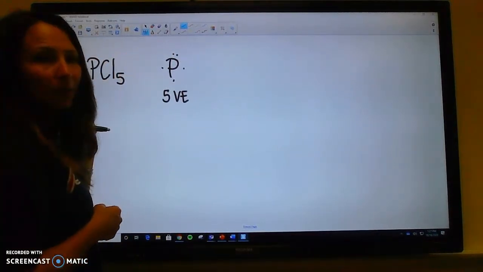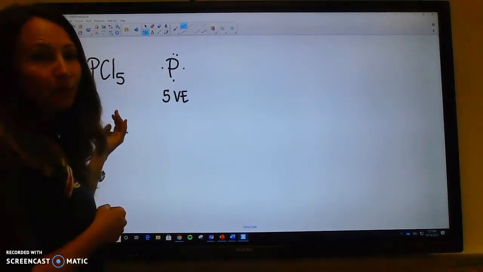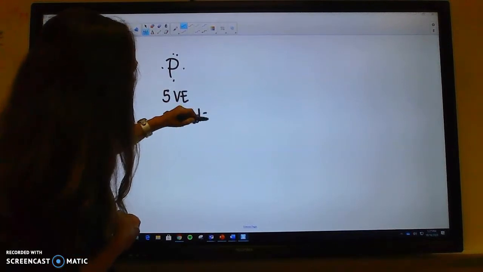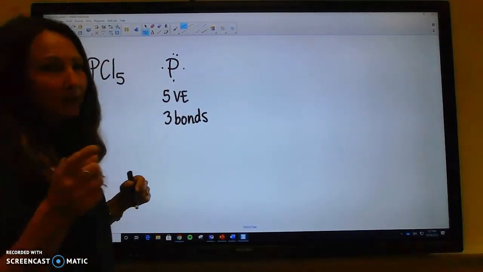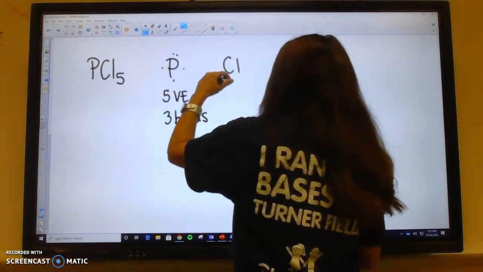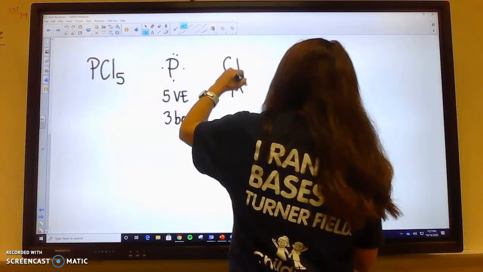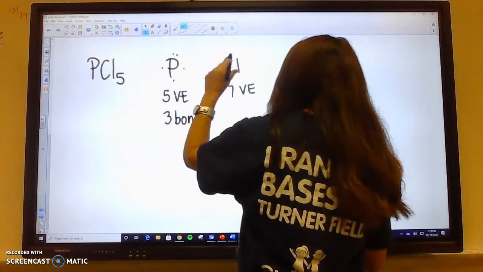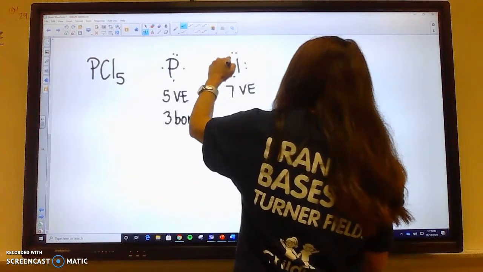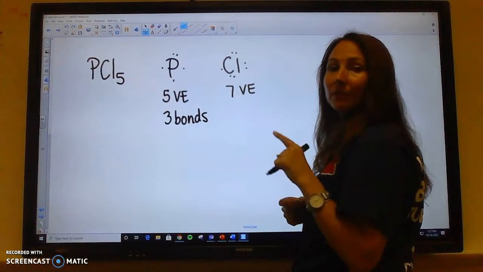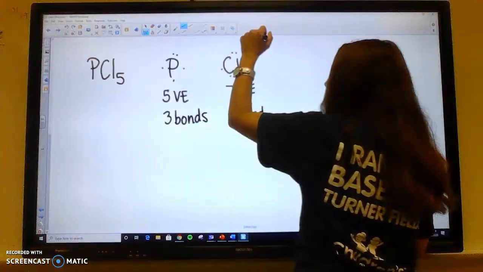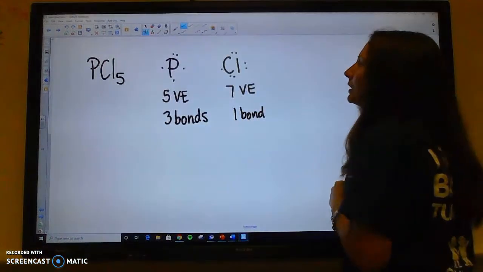How many bonds can it form? Well, it's got 3 single dots, so it can make 3 bonds. Chlorine, Cl, has 7 valence electrons: 5, 6, 7. Chlorine can make how many bonds? Just 1. And then we've got 5 of those.